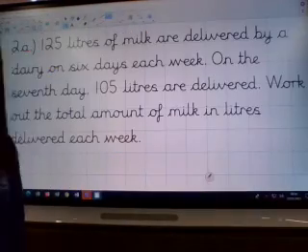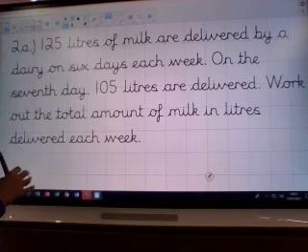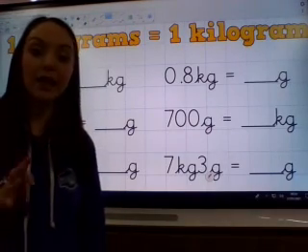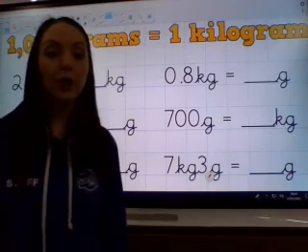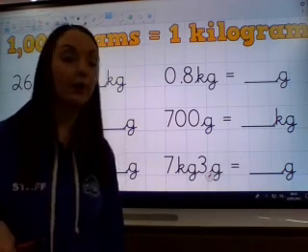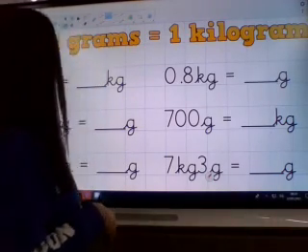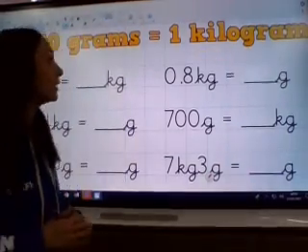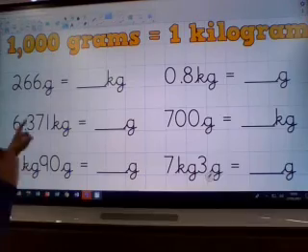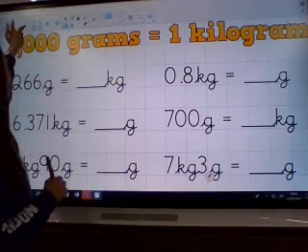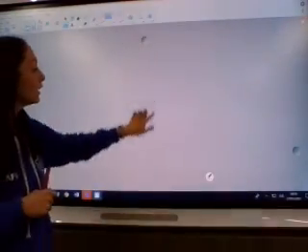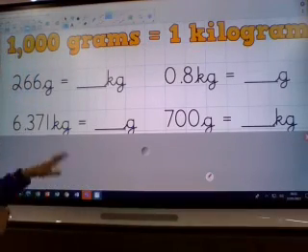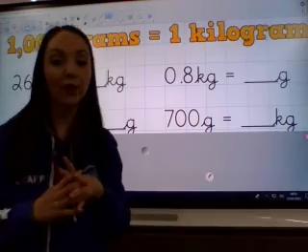So before we move on to the work in our book today, I want you to have a go at these. This is just a little starter just to get us warmed up before we move on to our work in our book. So I've popped a reminder up at the top that 1,000 grams equals 1 kilogram. I want you to just first have a go at these top four. Just get rid of those bottom two for a minute because they are a bit of a challenge. Okay, so I just want you to have a go at these top four first.